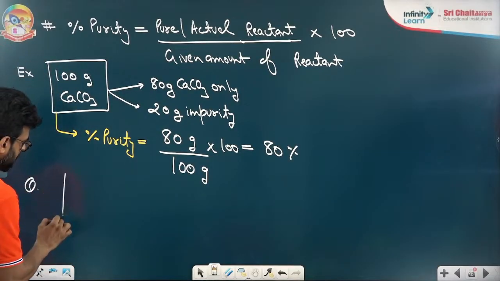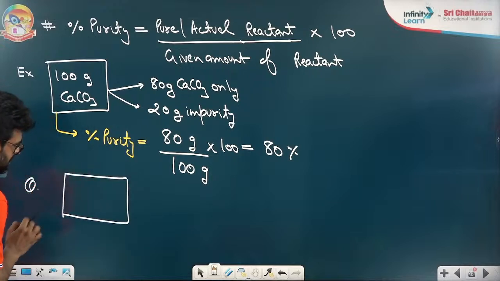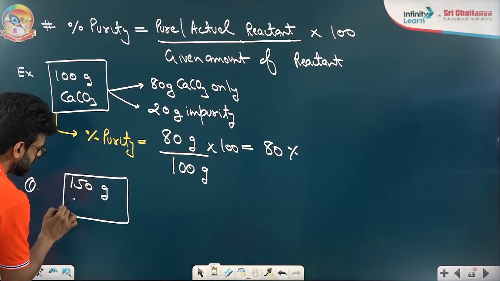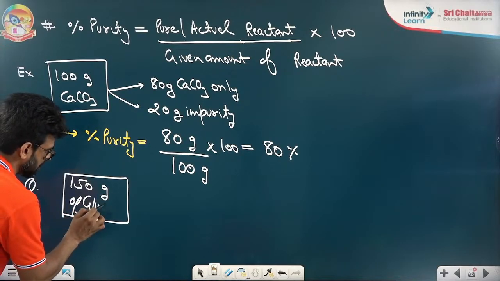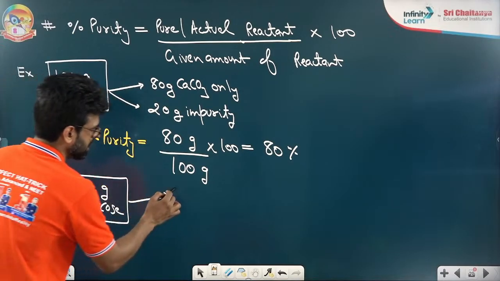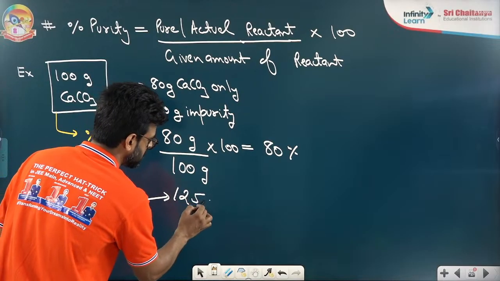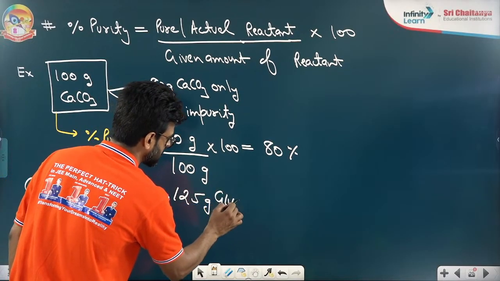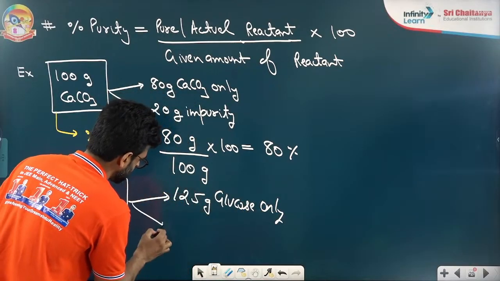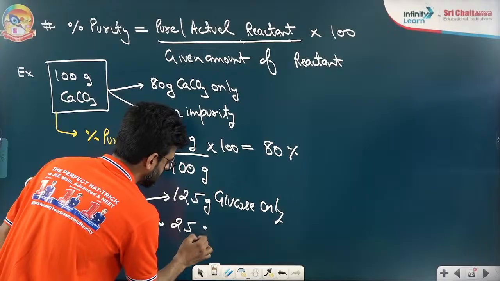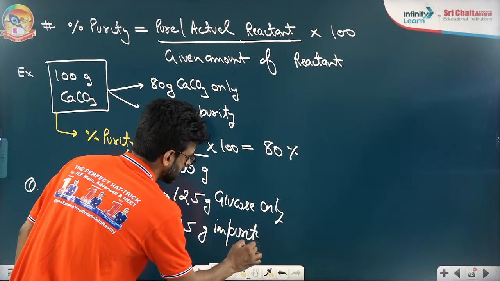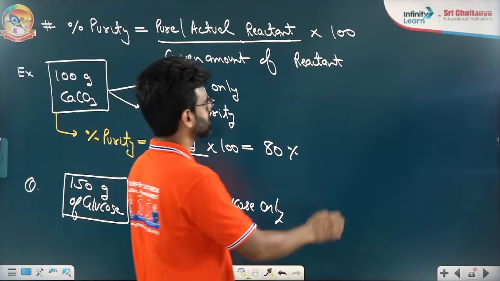Same thing I am giving once again to make it very clear. Imagine this is the packet on which they are writing that we have 150 gram of glucose. On the packet it is given, right? Now when I open it, actually I found that it is only 125 gram glucose. 25 gram is what? Impurities. They added something else. So please tell me, what is the percentage purity?